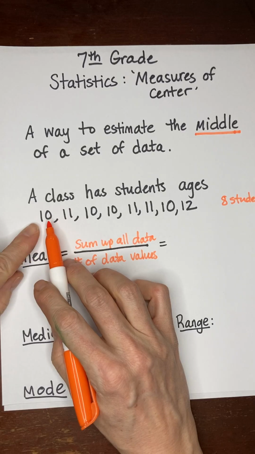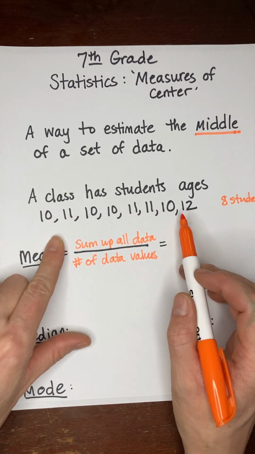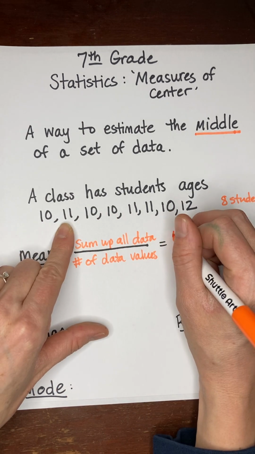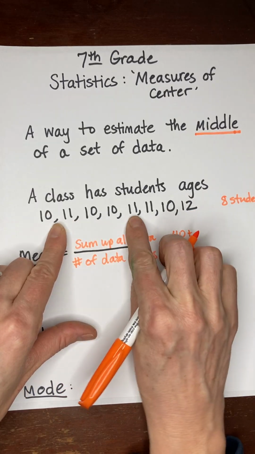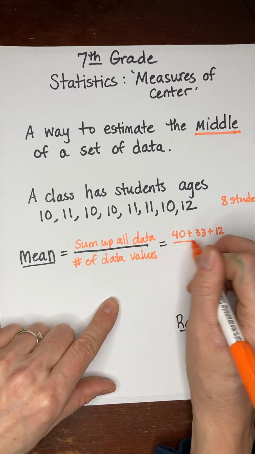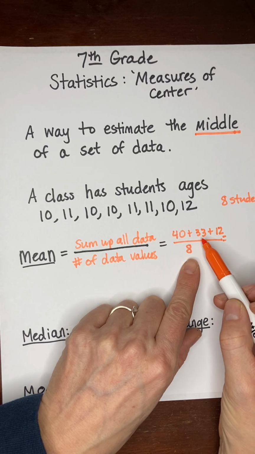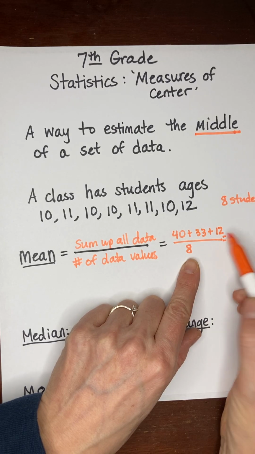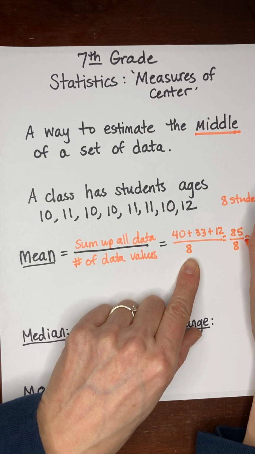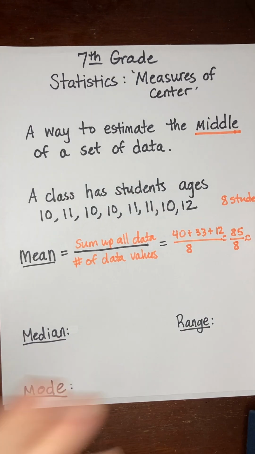Sum up all the data, we do 10 plus 11 plus 10 plus 10 plus 11 plus 11 plus 10 plus 12. Let's add them all up. Let's add the 10s first. 10, 20, 30, 40. So I've got 40 plus, and then 11, 22, 33, plus 12 divided by 8. Let's finish by adding all these together. 40, 73, 85. And that gives me an answer that's around 10, I believe.